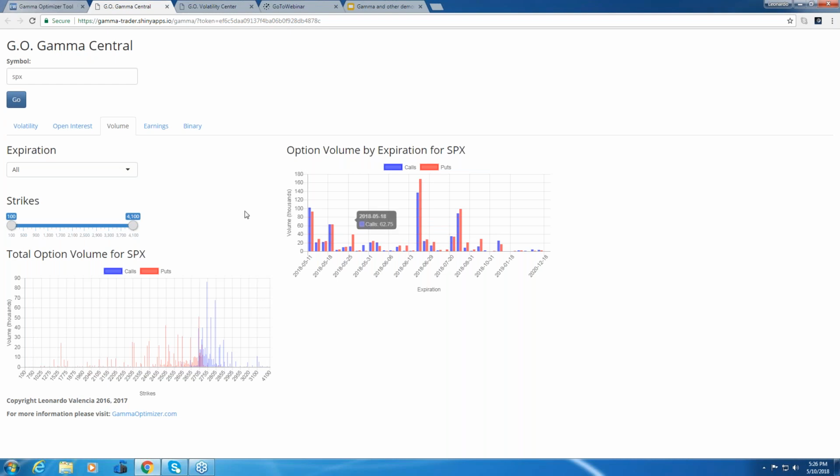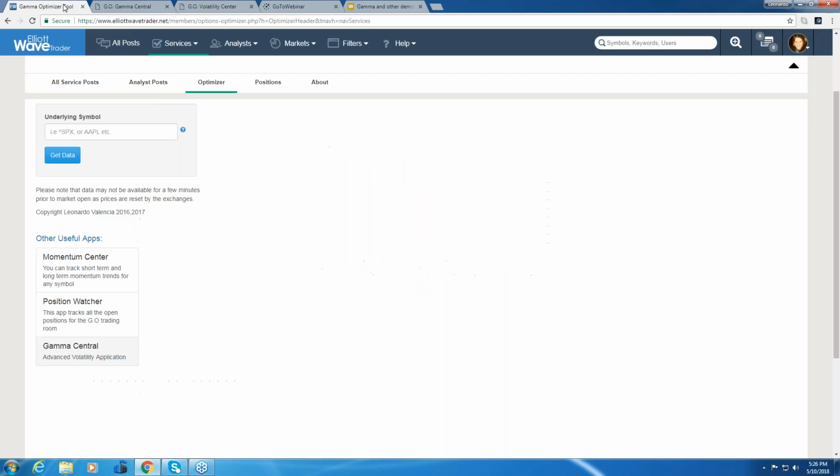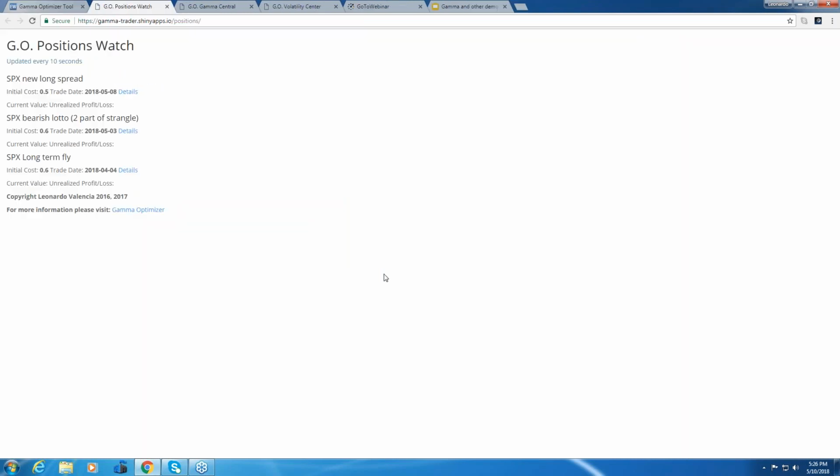And you can also do earnings and binary trades. So I love the Gamma Central. It's one of my favorite tools. And also you can watch the open positions that we have, and you can see what we have right now. Right now we have a long spread open. This is basically a strangle that I have open, and the downside leg of the strangle is gone, but the upside leg is profiting tremendously.